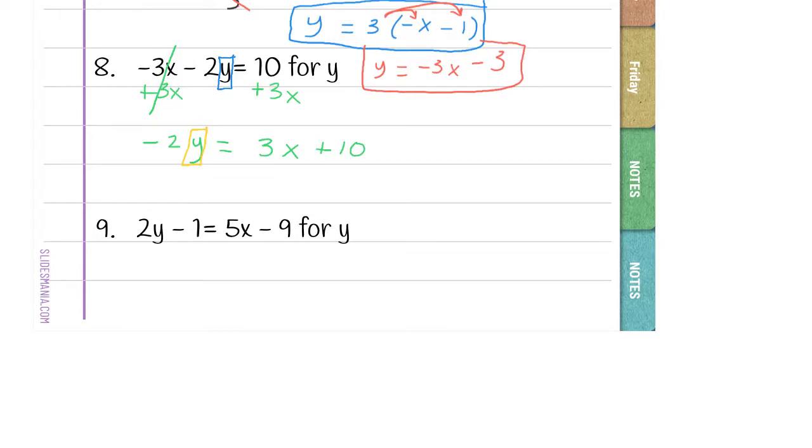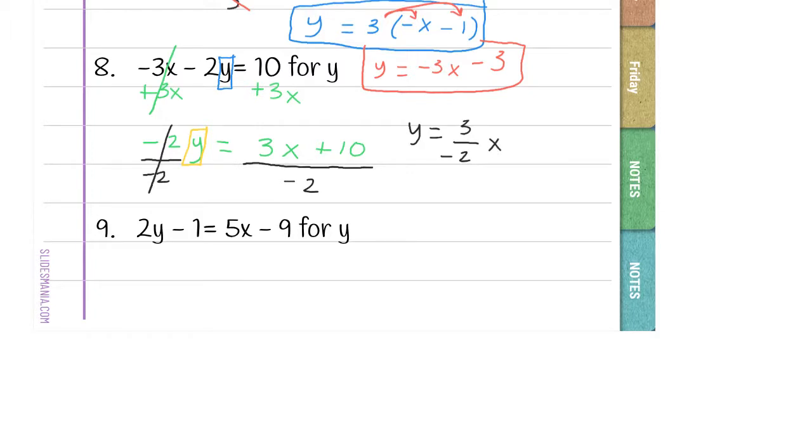How do I get rid of this negative 2? That is negative 2 times y. So how do I undo multiplication? Well, that's by division, right? So divide by negative 2. You want to make sure you divide by that negative 2. Don't forget the sign, okay? You're dividing this entire thing by negative 2. That's important. So negative 2 divided by negative 2 reduces to 1. And then I'm left with y is equal to 3 over negative 2x.